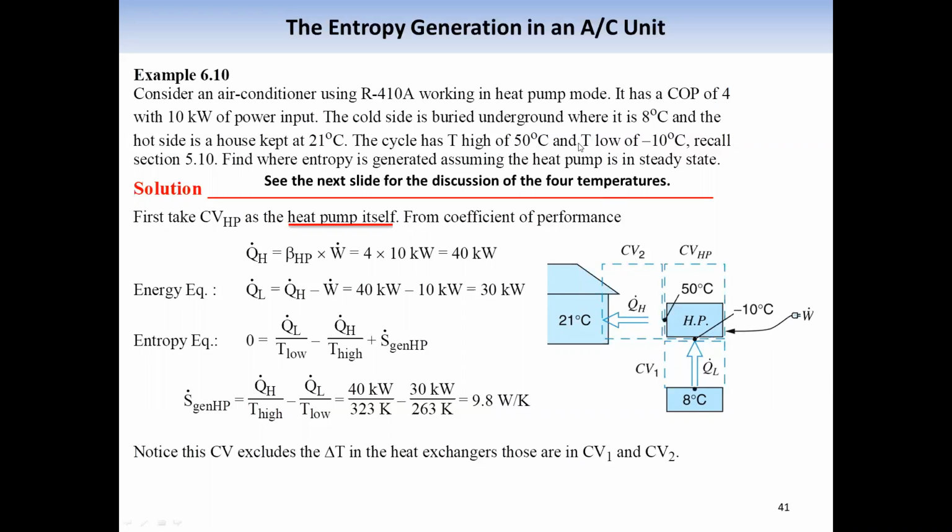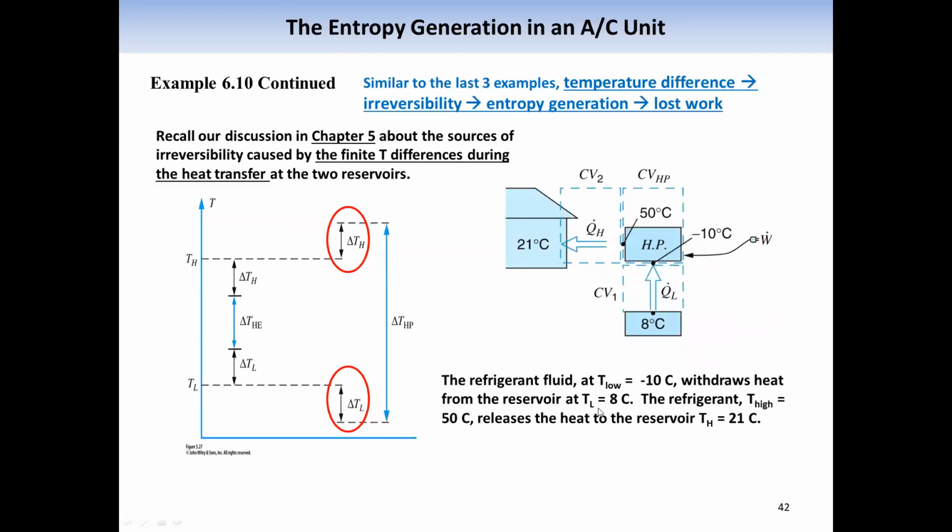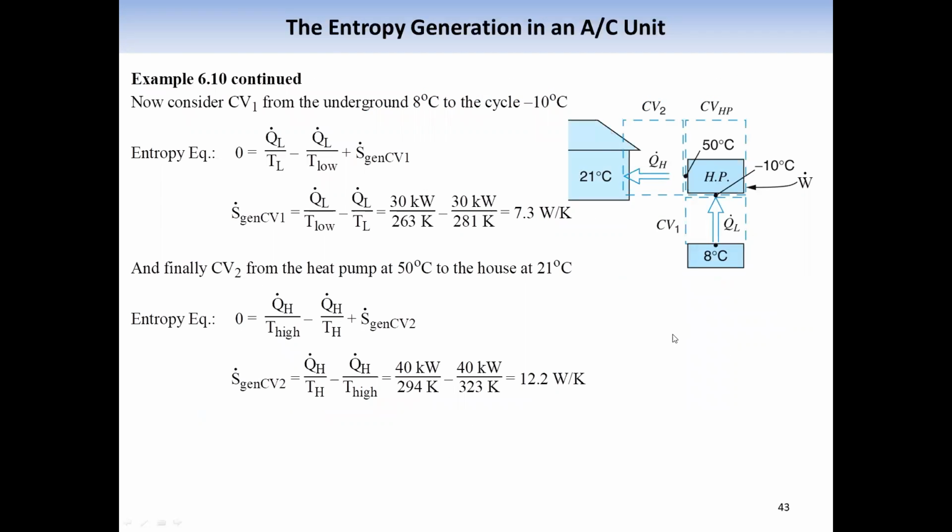The 4 temperatures are given. It's not stated, these two Q terms are not stipulated, but it's in the example in section 5.10. So assume these two heat transfer terms are given, we can get an entropy generation term for the heat pump. Then we can analyze the two other control volumes.